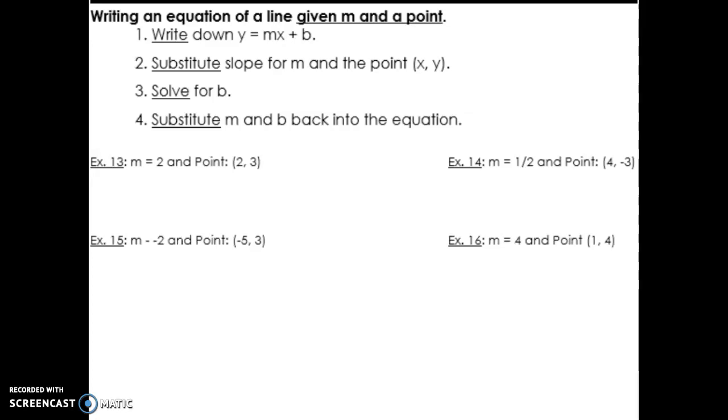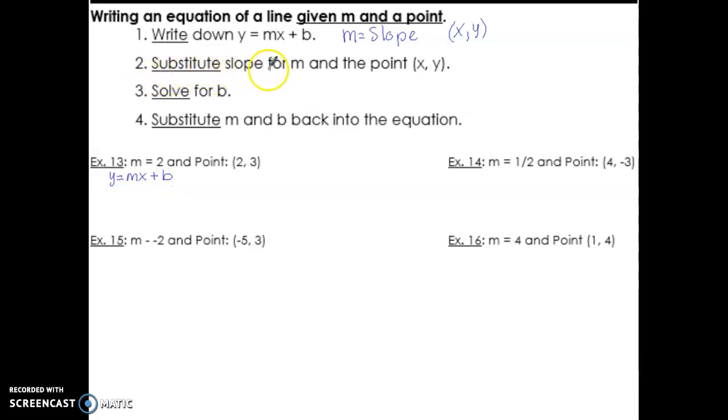Hi guys, so today we're going to write an equation of a line when we're given m and a point. M stands for slope, and a point is just our x value comma our y value. So x comma y is our point. So if we look at the instructions, it says step 1, write down the equation y is equal to mx plus b. So we're going to write y is equal to mx plus b.